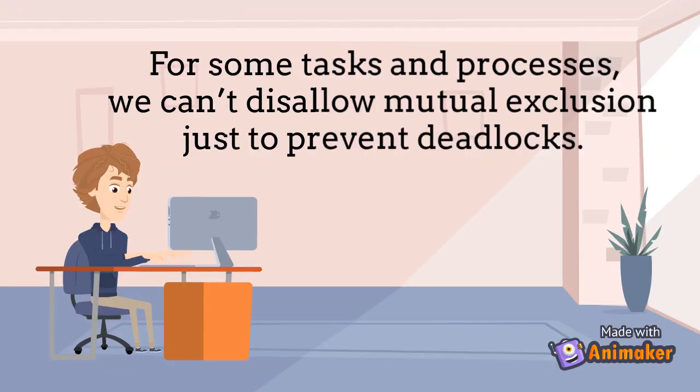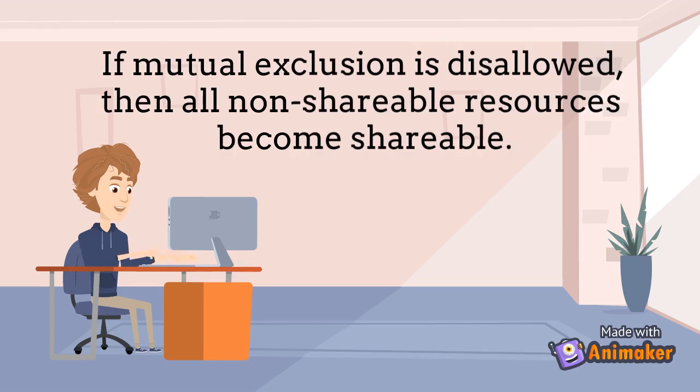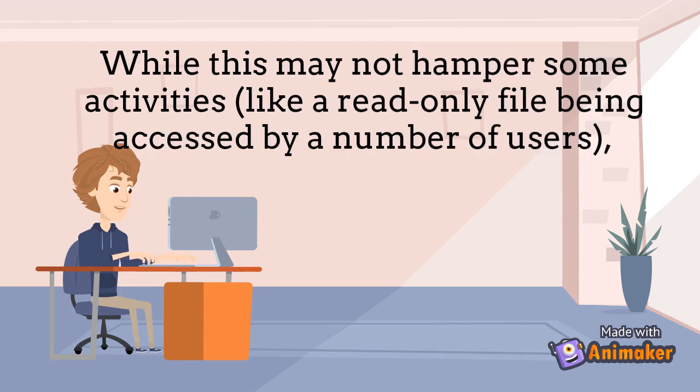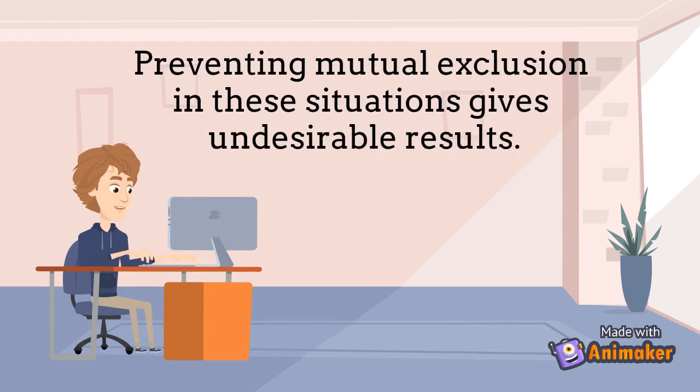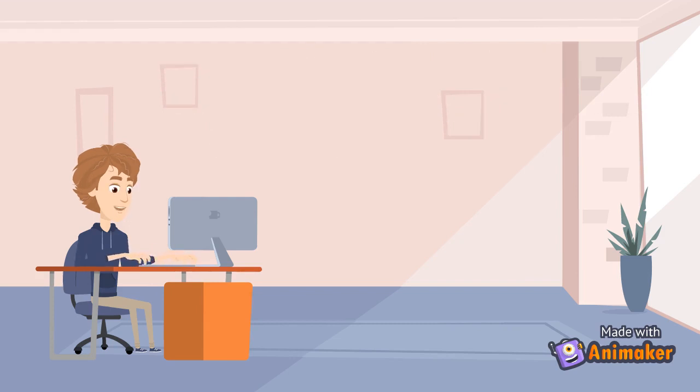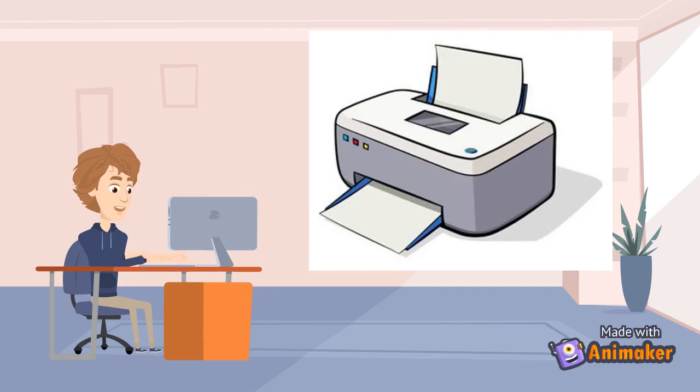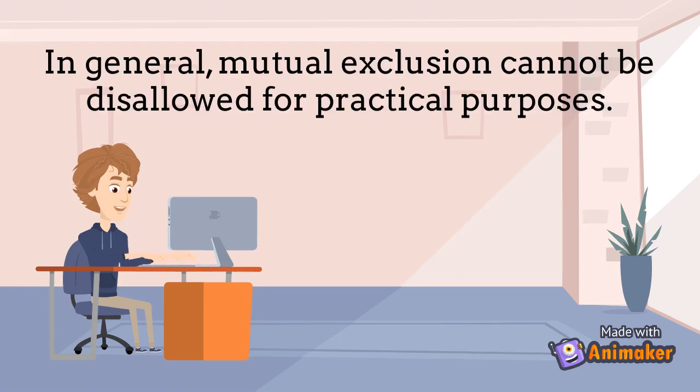However, for some tasks and processes, we can't disallow mutual exclusion just to prevent deadlocks. If mutual exclusion is disallowed, then all non-shareable resources become shareable. While this may not hamper some activities, like a read-only file being accessed by a number of users, it poses serious problems for activities that require non-shareable resources, like writing a file. Preventing mutual exclusion in these situations gives undesirable results. Also, there are some resources, like printers, that are inherently non-shareable, and it is impossible to disallow mutual exclusion. Thus, in general, mutual exclusion cannot be disallowed for practical purposes.